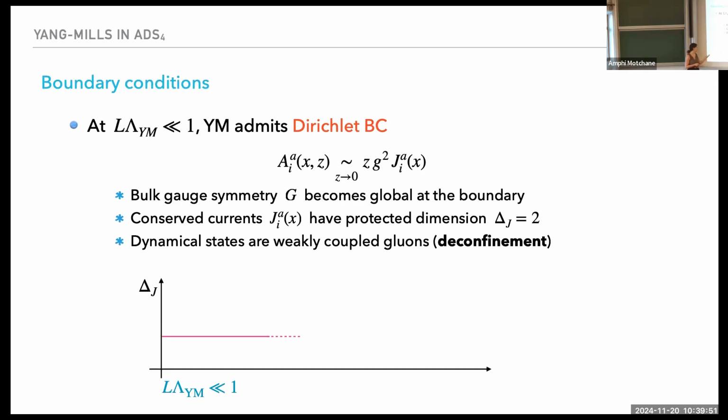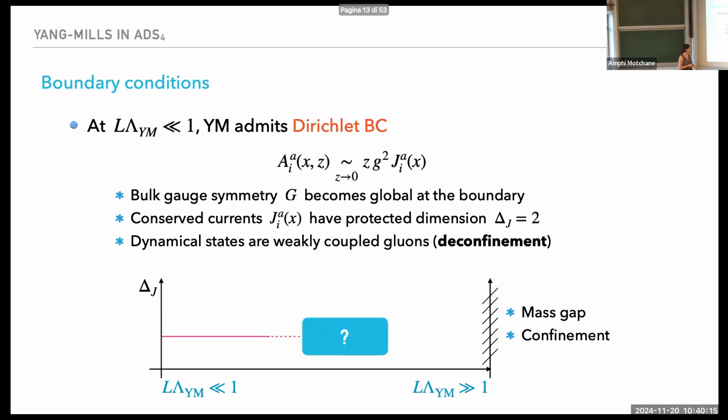But at the same time, we know that when we take the flat space limit, the theory encounters a mass gap and confinement. So we know that this state that we observe, which is light and charged at low energy, at small radius of AdS, must in some way disappear at large radius of AdS. But this is protected, so something has to occur to the Dirichlet boundary condition. So it cannot exist when we take L to infinity.